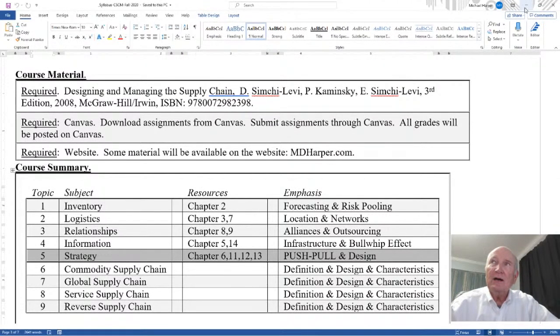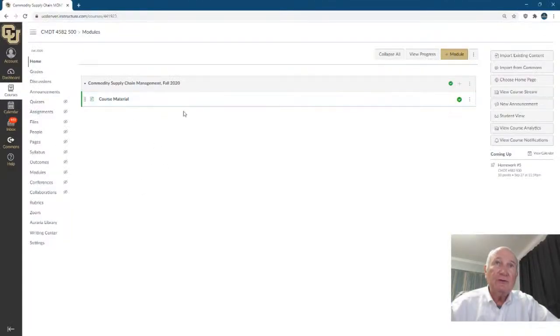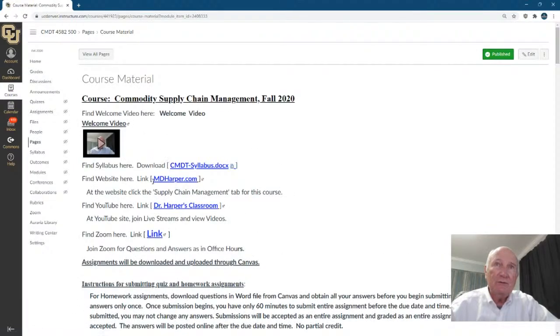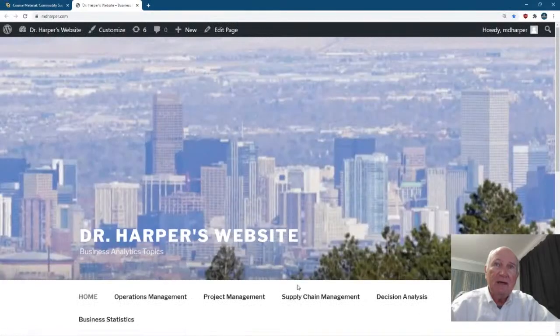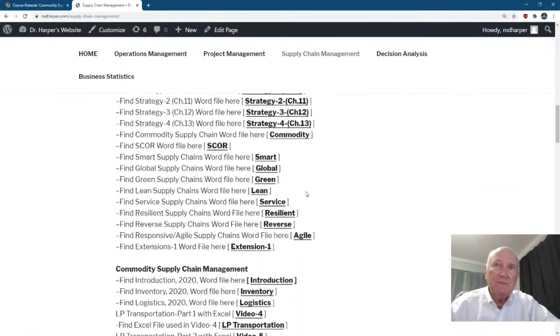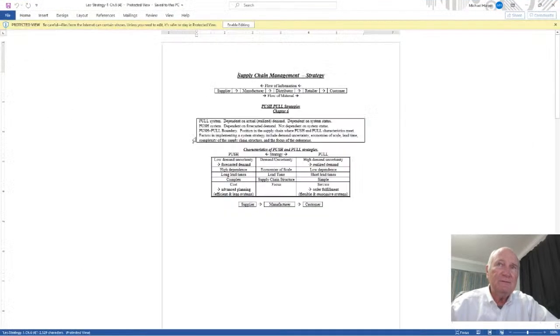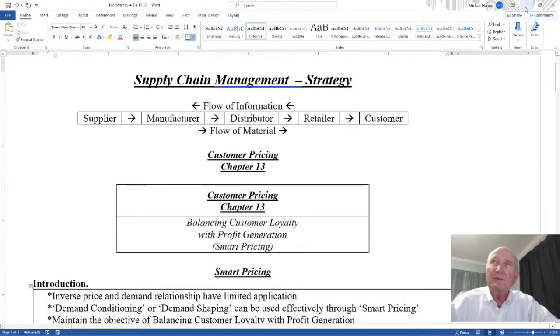Okay, so let's pull up the website. If we go to the Canvas, under course material, and down here under the website, mdharper.com, under the supply chain management tab, we come down to commodities here. We'll do these strategies 1, 2, 3, and 4, chapters 6, 11, 12, and 13. That's what we're doing today. So let's get into it. Let's open the first one here. I've already opened them.